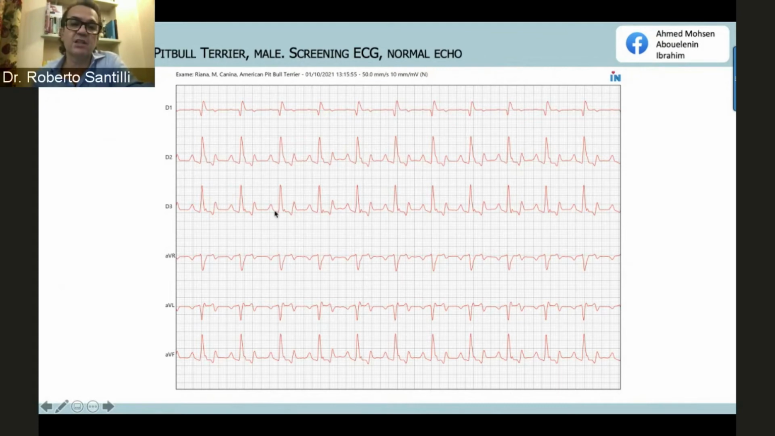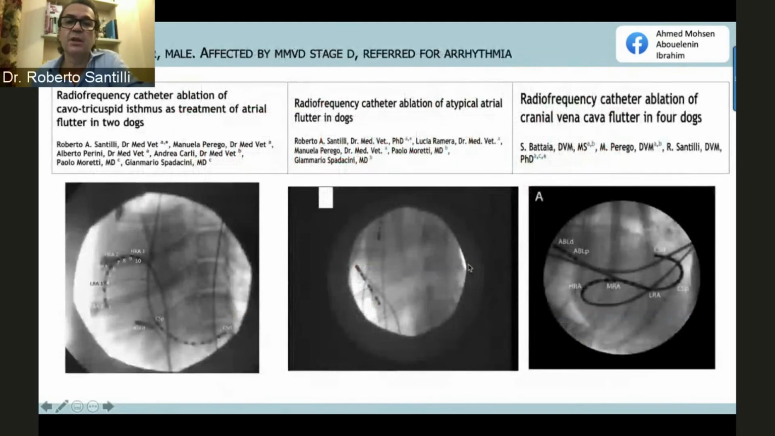So let's assume that this is a flutter. And if this is the case, we have isoelectric line between consecutive F waves. So which are the options? The other two. So we published some years ago atypical flutters. So all the different flutters with the isthmus that is located in an area other than the cavotricuspid isthmus should be considered atypical. And this was a case where the flutter was in the interatrial septum.